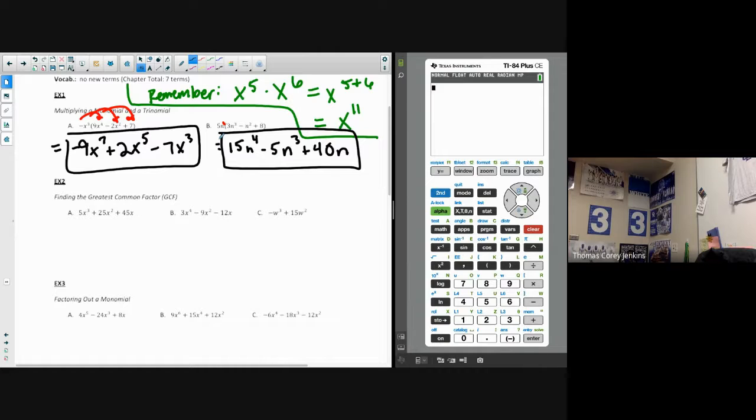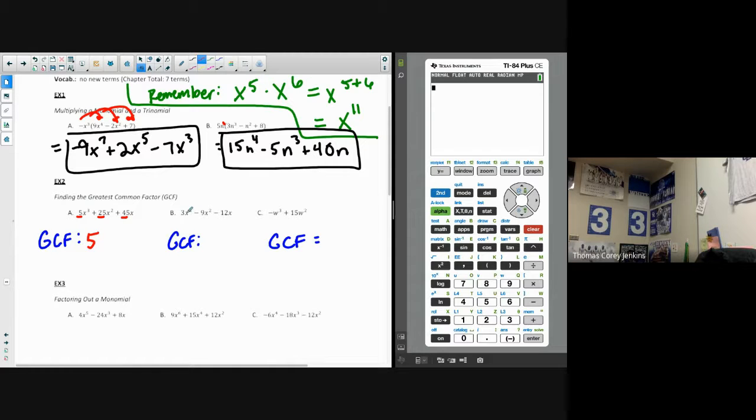So let's start with the easy part, all right? So looking at A, B, and C, let's start with just the coefficients. Coefficients are just the numbers. So in A, we have a 5, a 25, and a 45 in that expression. So what is the biggest number that goes into all three? That would be 5. 5 goes into 5, 25, and 45.